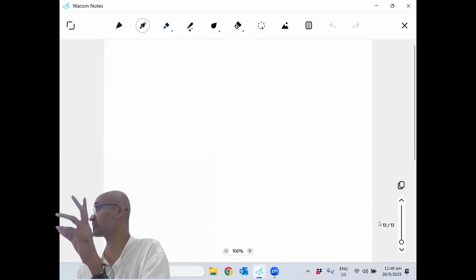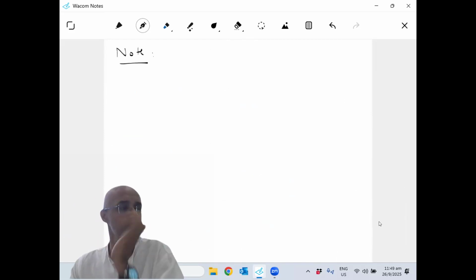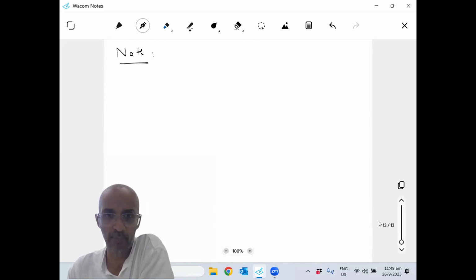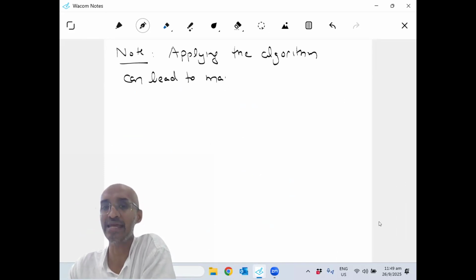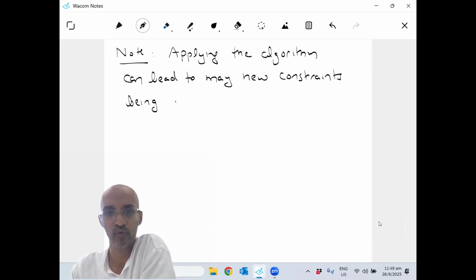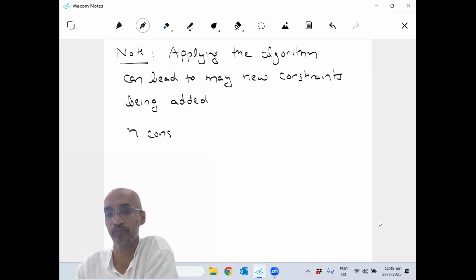Okay. So not everything is rosy with the algorithm. So note, applying the algorithm can lead to many new constraints being added. And this is actually an astronomical sum. Let's look at this. So let's say I started with n constraints.